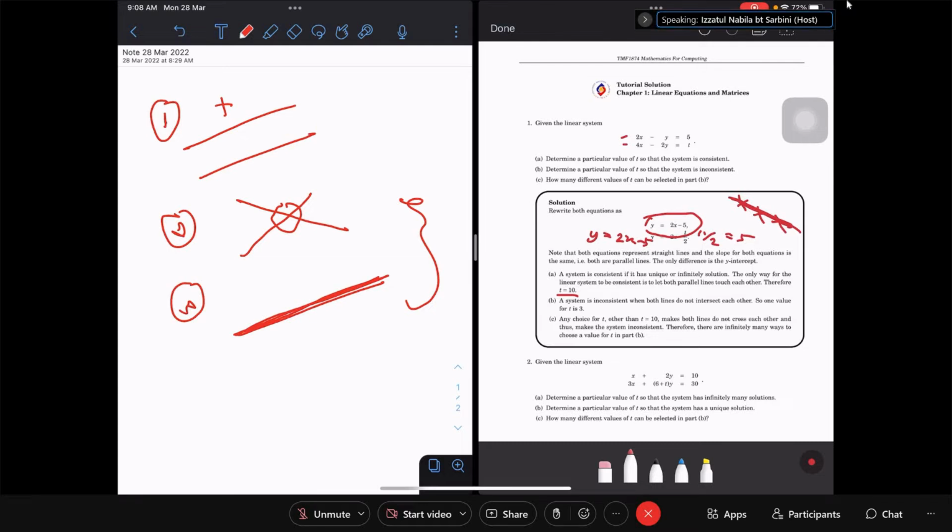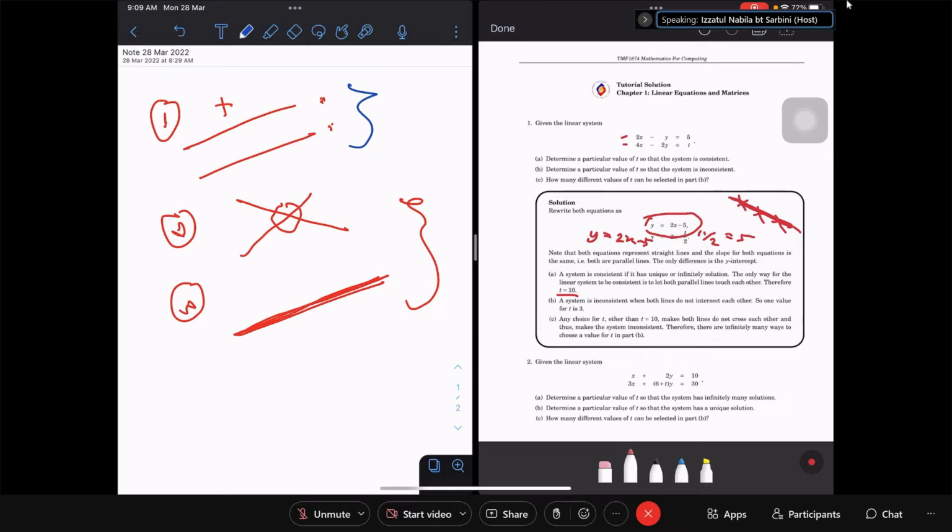All right. So for B, a system is inconsistent. We said this just now. It is inconsistent when the lines do not intersect with each other, like these situations, number 1 here, which does not intersect. So in this case, you can say it is inconsistent if one of the values can be t equal to 3.